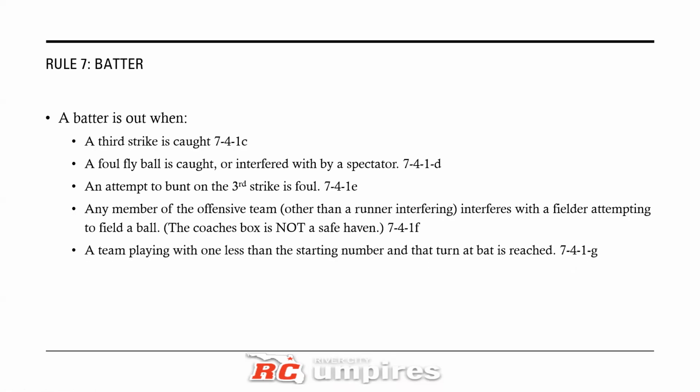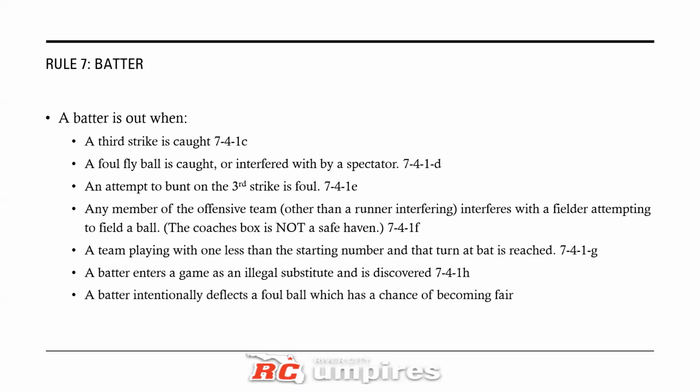The team playing with 1 less than starting number, that turn at bat is reached. You have to have 9 to start. You can finish with 8. If you're finishing with 8, that at bat is an out. If a batter enters a game as an illegal substitute and is discovered, as a batter, he's out.